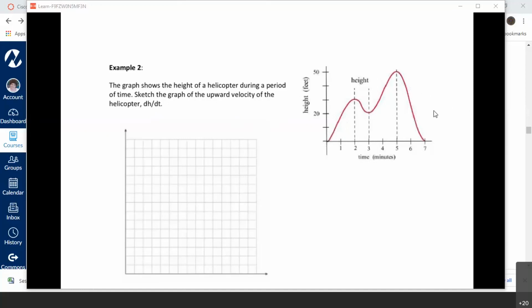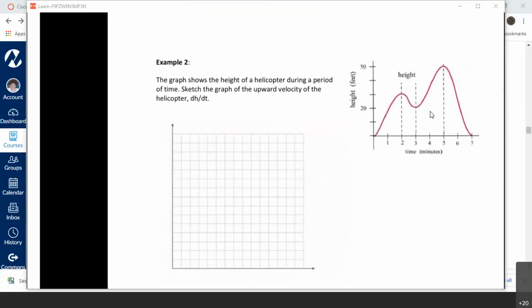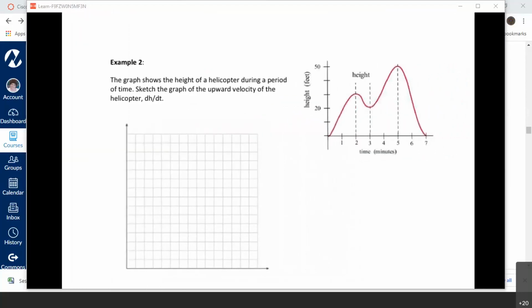Now this function, if you take a look at it, tends to look like a fourth degree function, and so our derivative is going to look like a third degree function. We're going to start out by graphing the turnaround points.